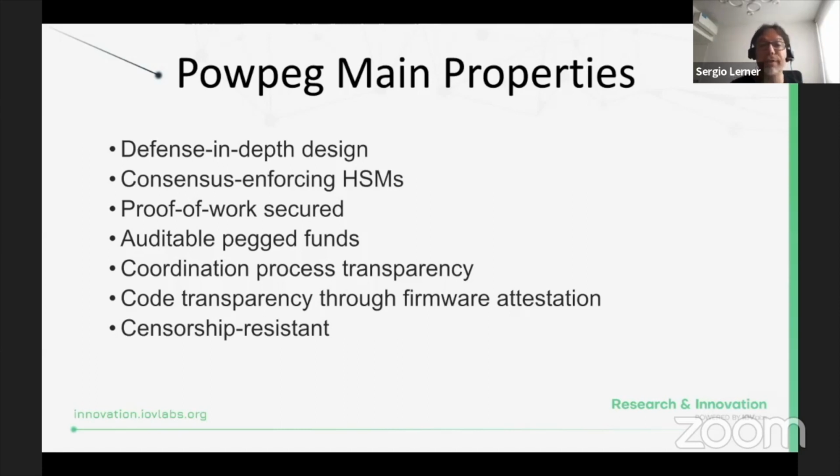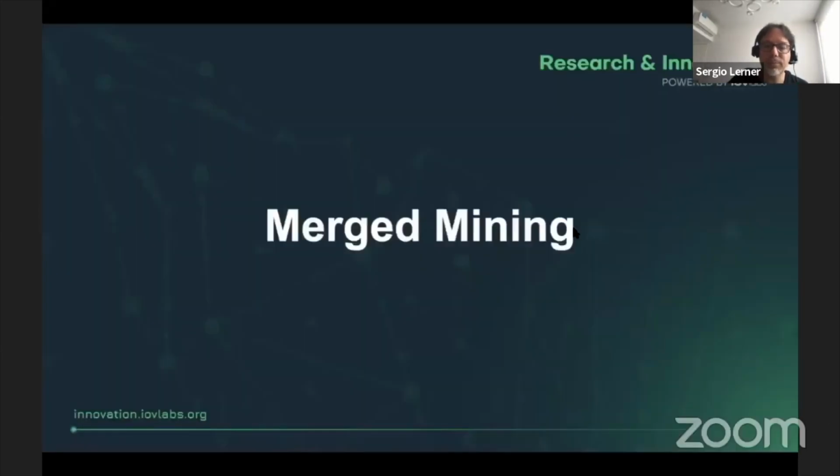It has consensus enforcing HSMs, so you cannot force the device to do anything without a huge amount of hash rate backing up your commands. It is proof of work secure. It's fully auditable, and the full coordination process for pegging in, pegging out, and dynamic reconfigurations of the PowPeg is fully transparent on chain. And obviously, as I mentioned, it's censorship resistant.